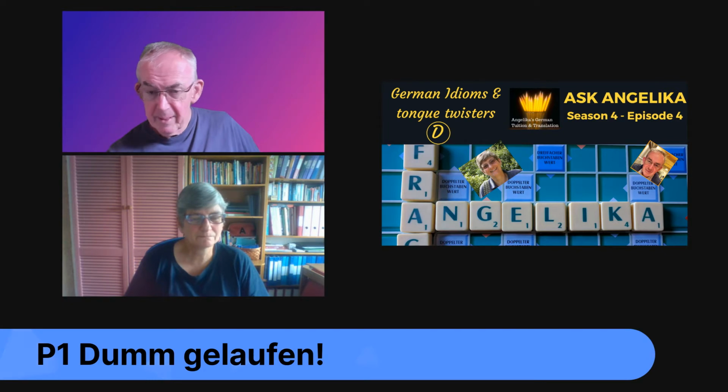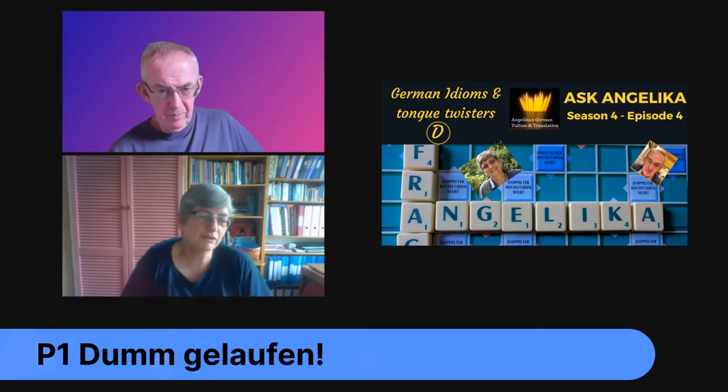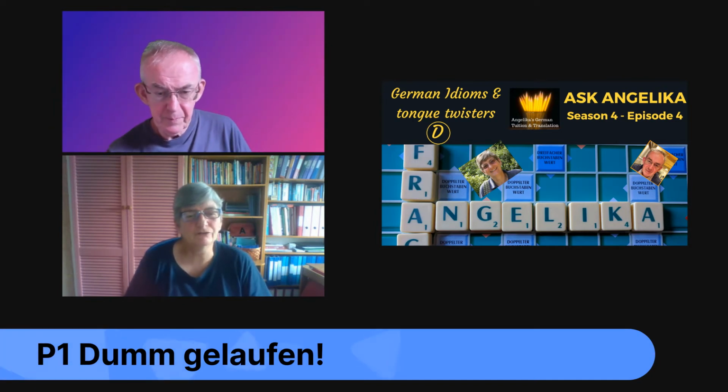And go back to the first phrase. Dumm gelaufen. Yes. I haven't got a clue. Well, it can't be anything good. Dumm is stupid. Gelaufen, of course, is the past tense of laufen, which is to go or run, so the closest translation would be that went stupid.